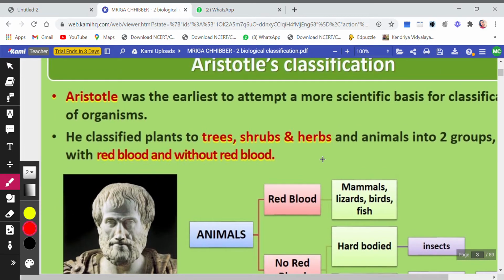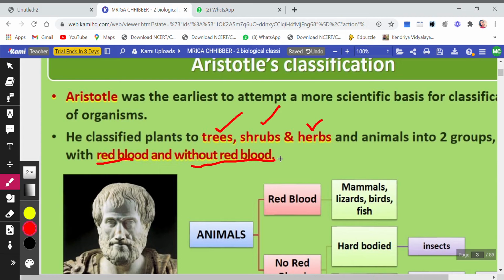What he did is he classified plants into trees, shrubs, and herbs. And he classified animals into two groups. One was red blood and the other one without red blood. So these were the basis of classification, because for classifying anything, if you want to classify a few things, you need to consider some point, you need to consider some basis.